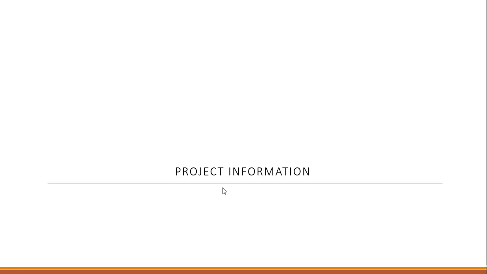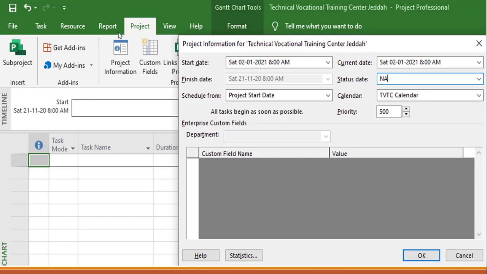Hello, in this tutorial we are going to look at the project information option in MS Project. After creating the calendar, the next step is to set the project information. In this regard, we need to go into the Project menu, then Project Information.